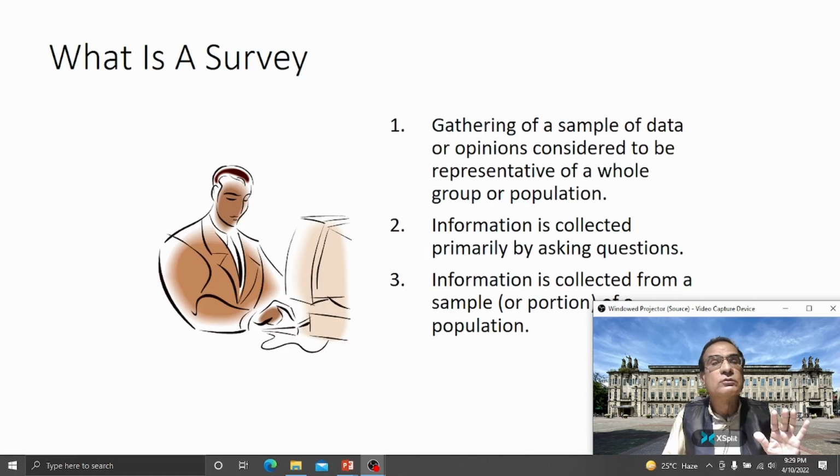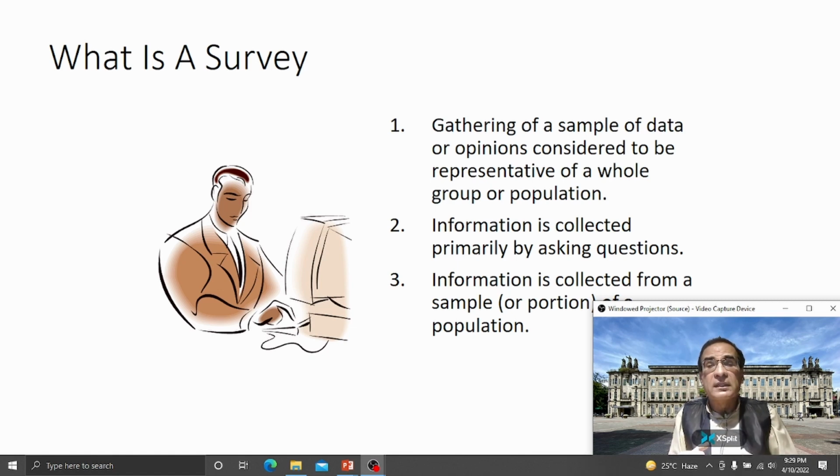So first, what is a survey? A survey is actually gathering of a sample of data or opinion considered to be representative of a whole group or population. In simple words, you collect the opinion of the target group or population for which you are going to conduct the survey in all fields, in education, business, health, and other areas.